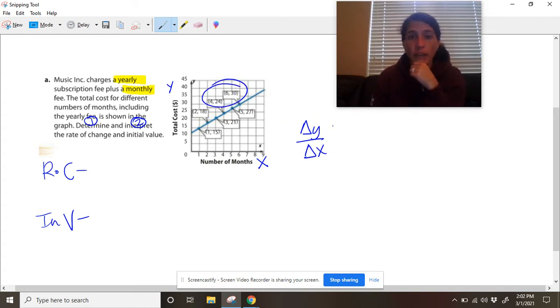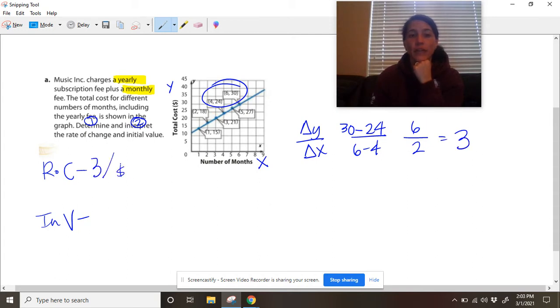The change in y would be 30 minus 24. Remember, I took those y values. And then 6 minus 4. 30 minus 24 is 6. 6 minus 4 is 2. So that's 3. So the rate of change is 3. And then interpret it means $3. See, this is cost.